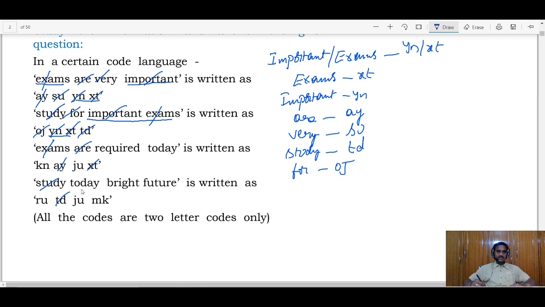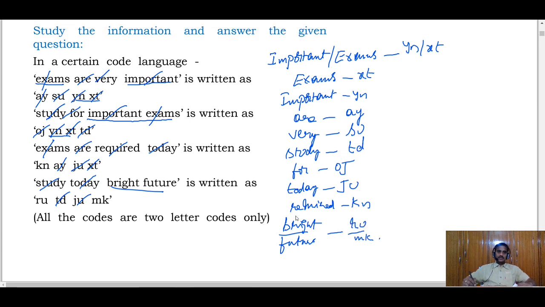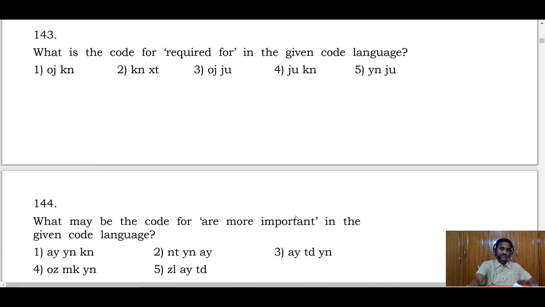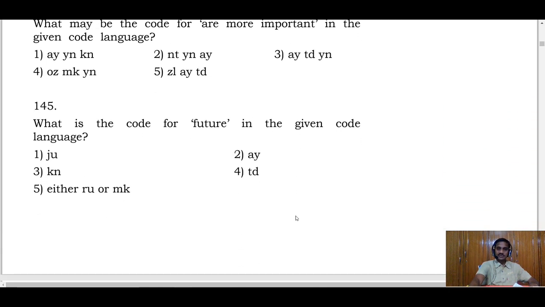And "required today". Now today is the word that is common here, and the code JU is common. The code for the word today is JU. Now what is left over here? Required, and the code given to required is KN. And bright and future are the two words left over, with codes RU and MK. All these five questions, 141 to 145, are based on the above coding.